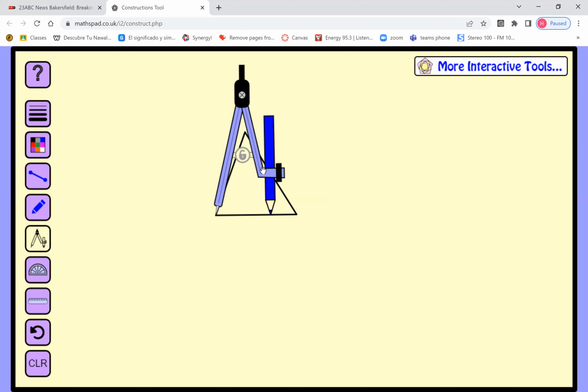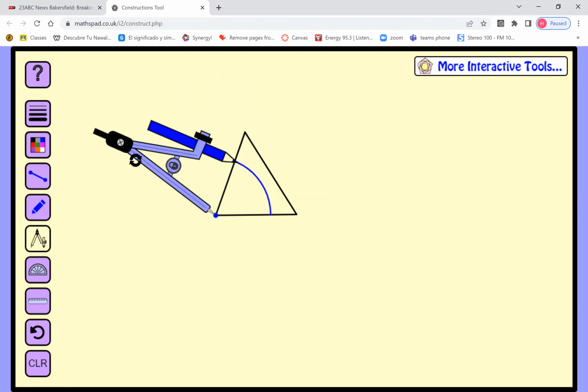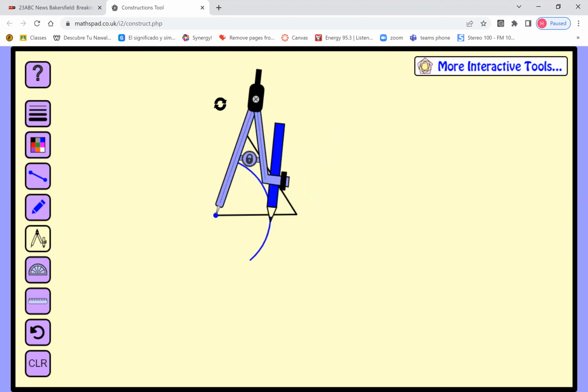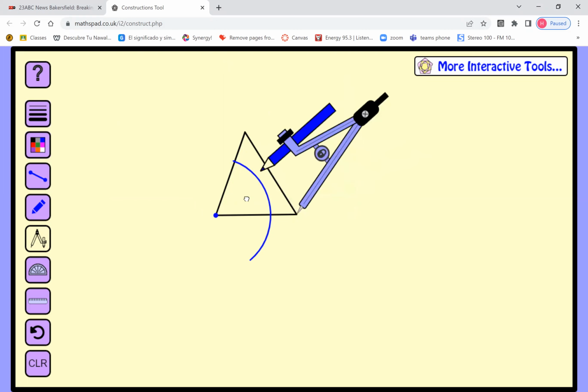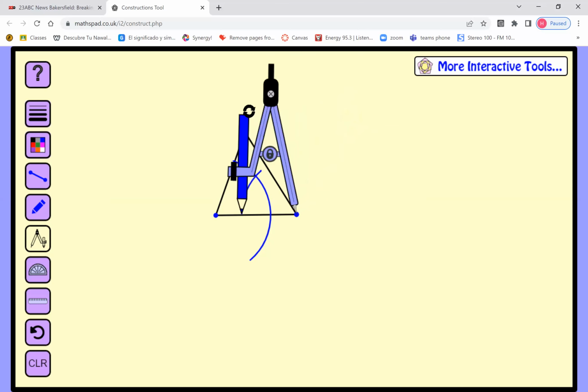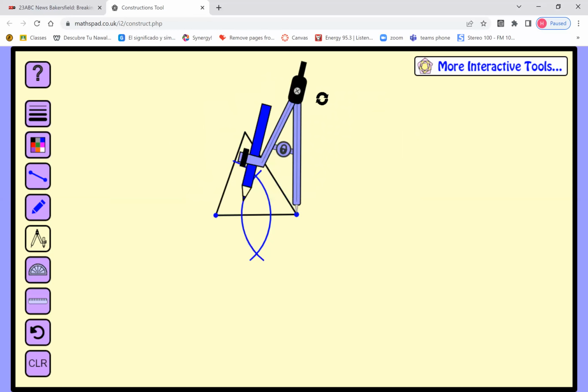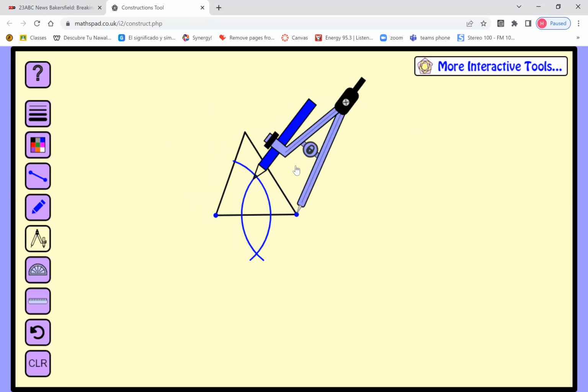That's definitely more than half. Let me lock my pencil here. So now let me do an arc. Let me move my non-pencil to this other corner. Notice I locked it so that the aperture of my compass doesn't move. And let me do an arc there. Remember, in order to do the arc, press and hold right here where the black thing is, and then you can just turn it around.